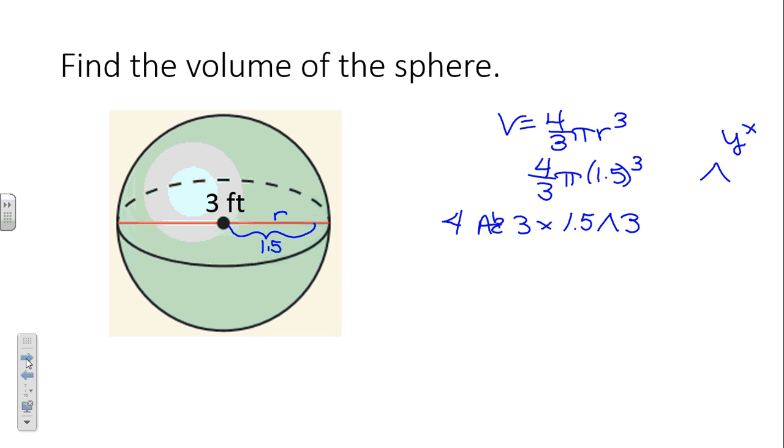So you should get 4.5. Did everybody get 4.5? 4.5 pi feet cubed because it's volume. And if you multiply the pi in, that's okay. Everybody good? What questions do you have on this slide? Manuel, do you have a question? Okay, everybody good? Here we go.